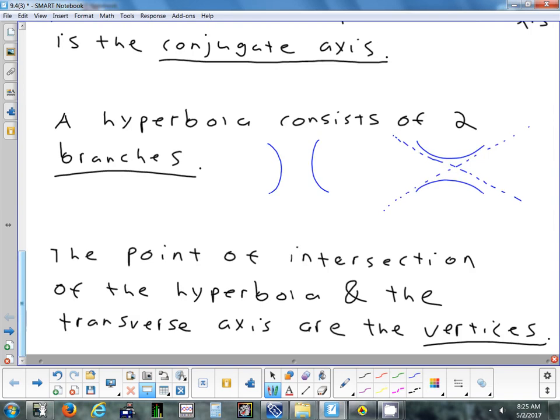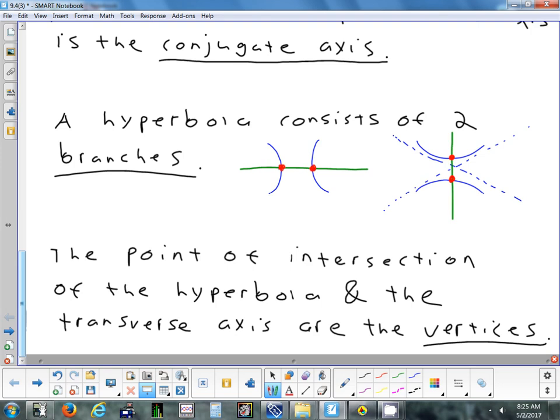All right, and the last term that we really mention with hyperbolas is what's called the vertices. Okay? The vertices are where the transverse axis crosses the hyperbola. So that's your transverse axis. That's a vertex. That's a vertex. Okay? If it went this way, that's a vertex. That's a vertex. So generally, those are 2 points you always want to find when you're sketching a hyperbola.